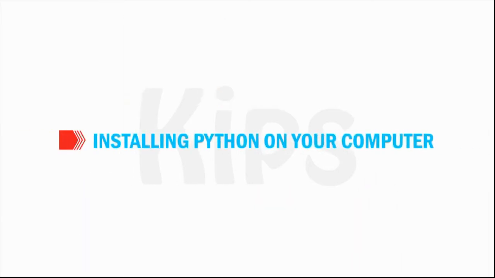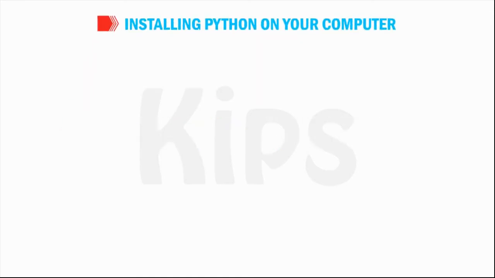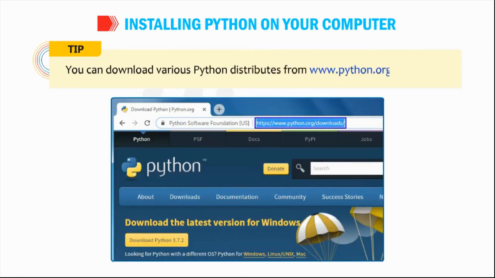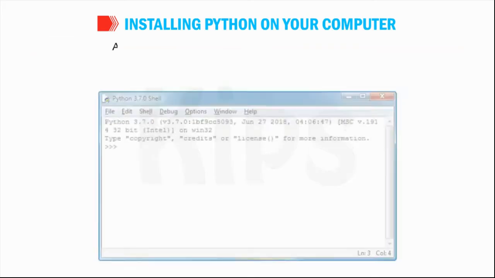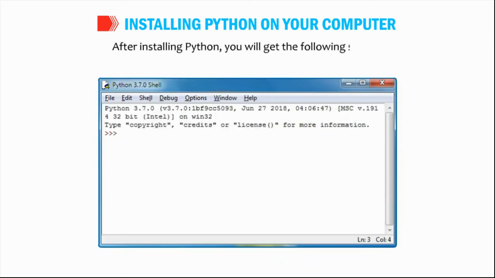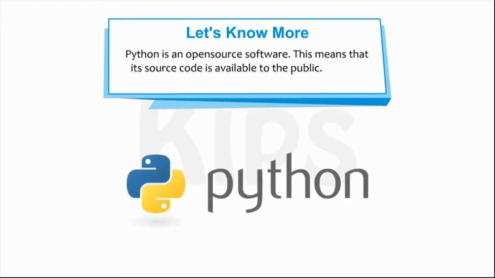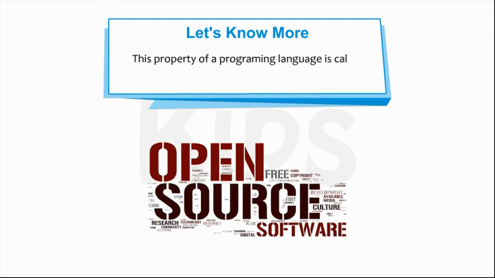Let us learn how to install Python on your computer. Let me share a tip with you. You can download various Python distributions from www.python.org/download. After installing Python, you will get the following screen. Let's know more. Python is an open source software. This means that its source code is available to the public. You can download it, change it, use it, and distribute it. This property of a programming language is called FLOSS, free, libre, and open source software.